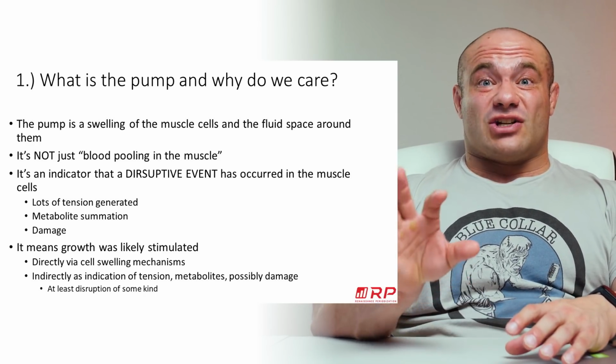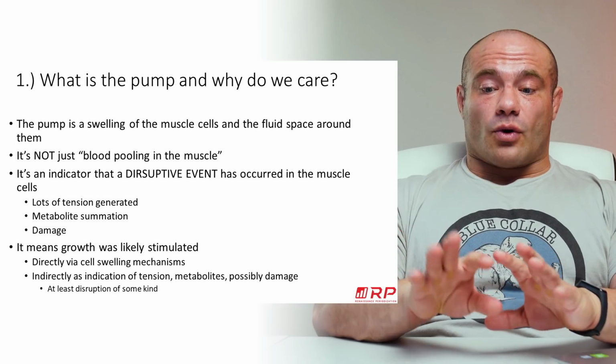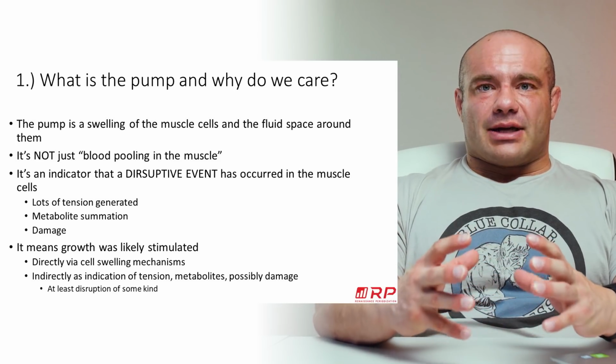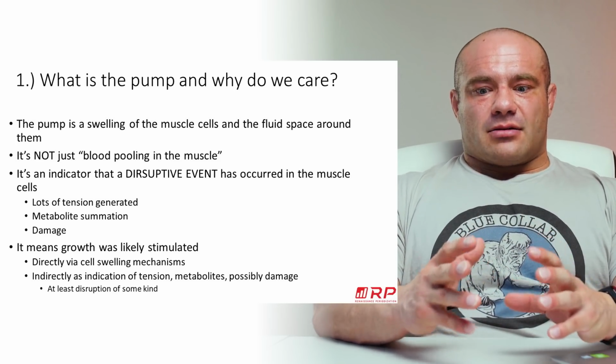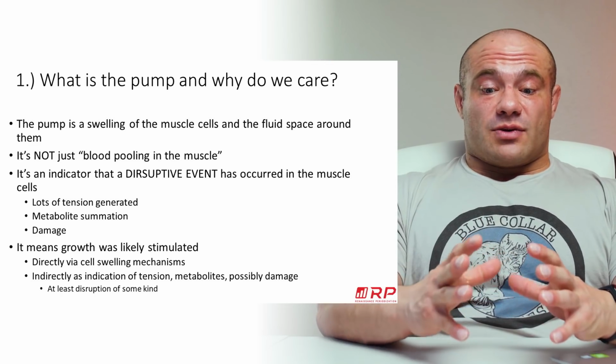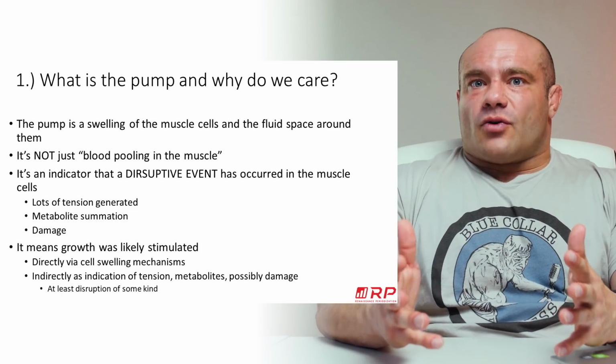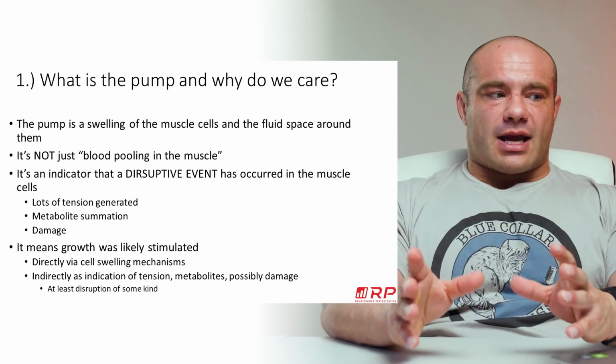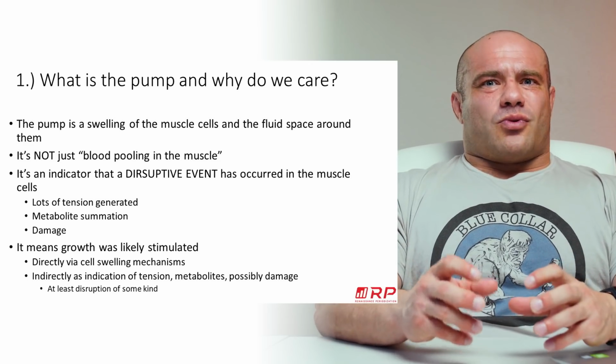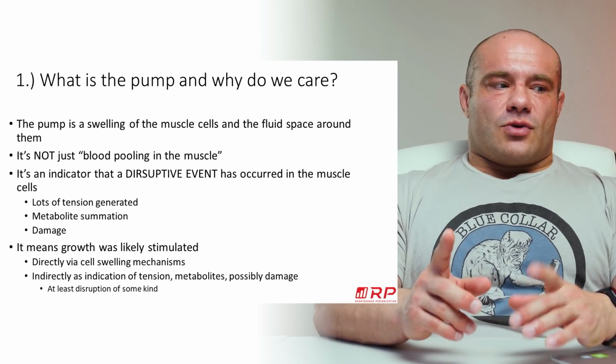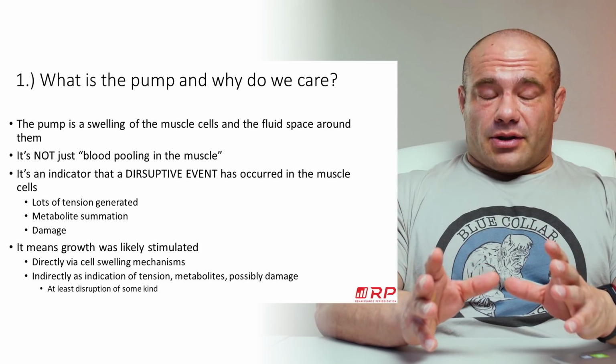So metabolite summation literally, and there's chemical mechanisms for this: when you generate a ton of metabolites in the area of the muscle, a ton more fluid flows in to essentially dilute them, and that's part of the way you get a pump. Not the only way, but part of the way. So when you have a big pump, you're probably generating a lot of metabolites, which we'll get to in a bit, and that is probably a good thing for hypertrophy.